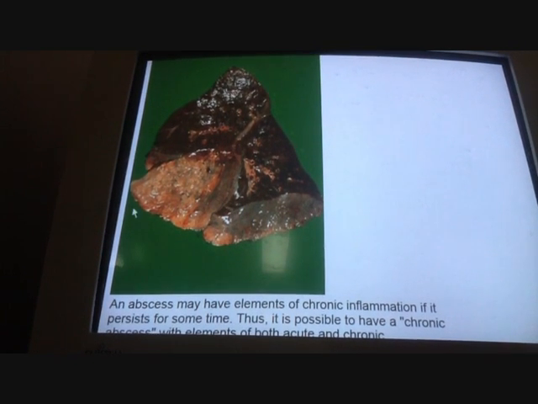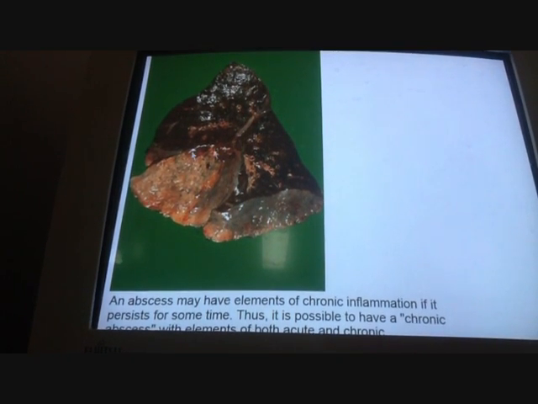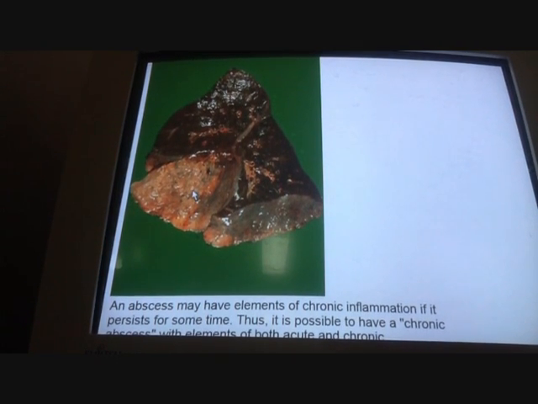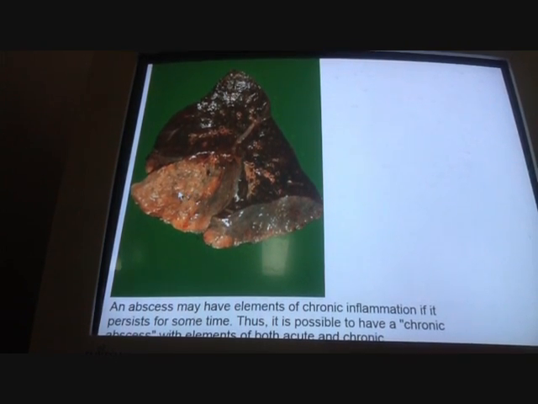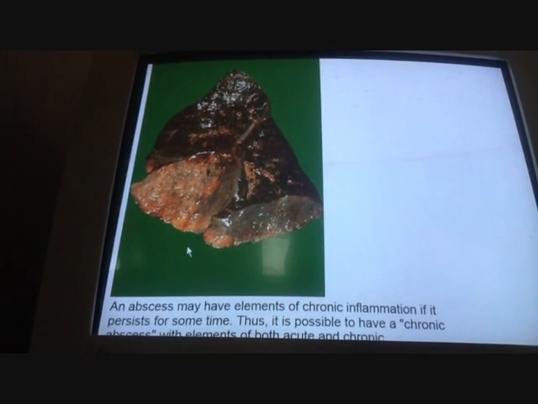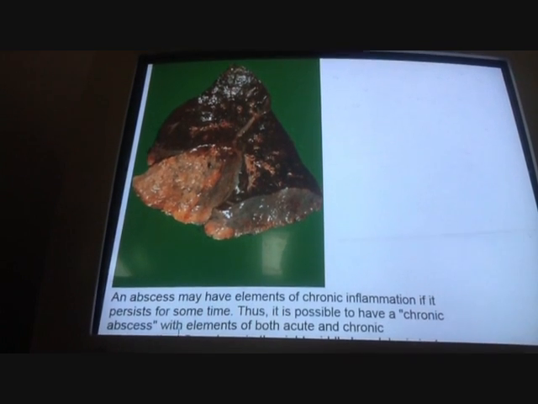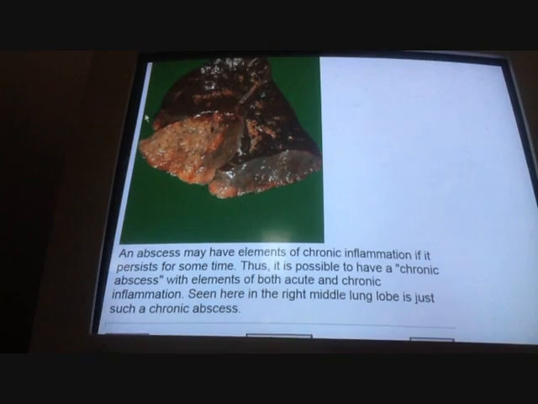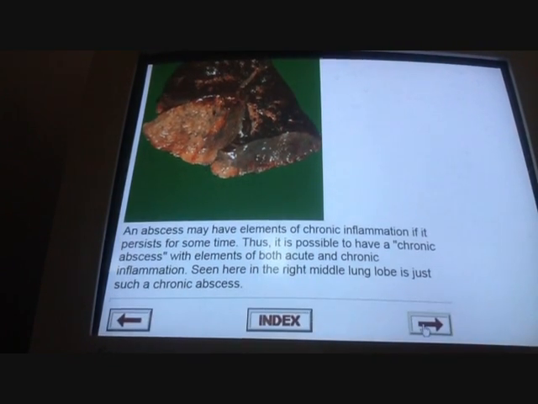So this was an abscess. This patient had an abscess in the middle lobe of his right lung, and it was left untreated. It wasn't opened and it wasn't drained. So if you leave this abscess, it will turn into a chronic abscess. So it is possible to have a chronic abscess with elements of both acute and chronic inflammation. So this is a chronic abscess.